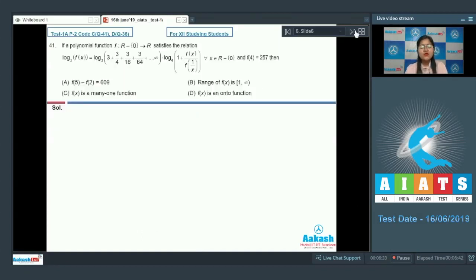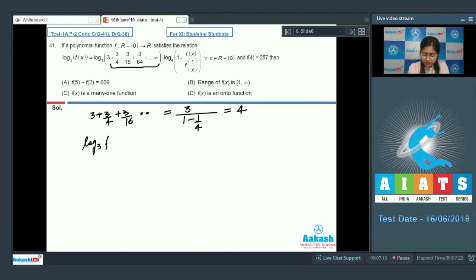Next is question number 41, which says that if a polynomial function f going from R minus 0 up till R satisfies the given relation and f of 4 is equal to 257, then we have to answer the following questions. So, let's firstly find the sum of the series. It's a geometric progression. So, we can say 3 plus 3 by 4 plus 3 by 16 and so on. It will be equal to a upon 1 minus r, that is 3 divided by 1 minus 1 by 4. That is equal to 3 divided by 3 by 4, that is 4.